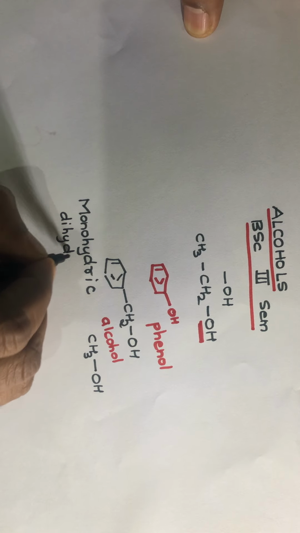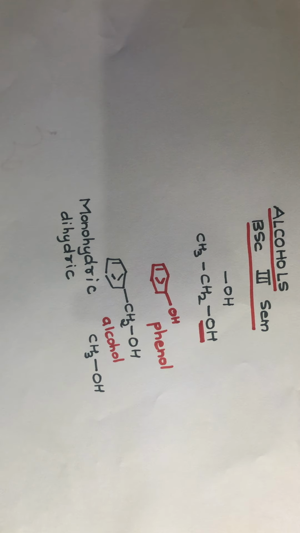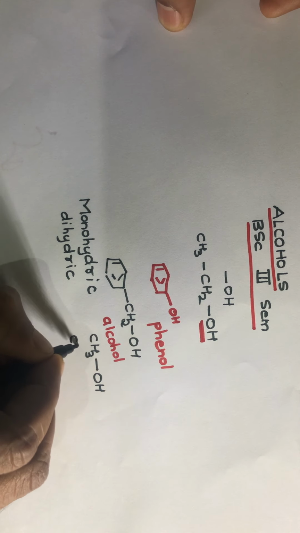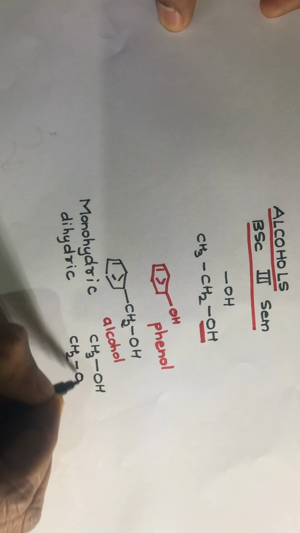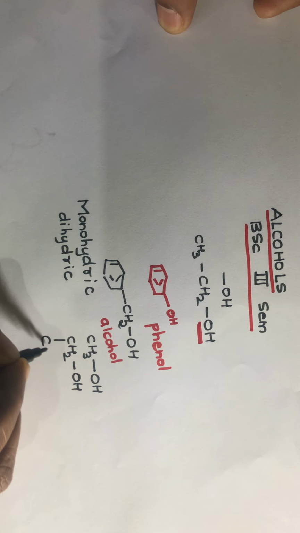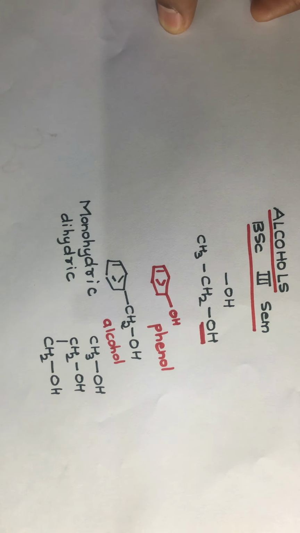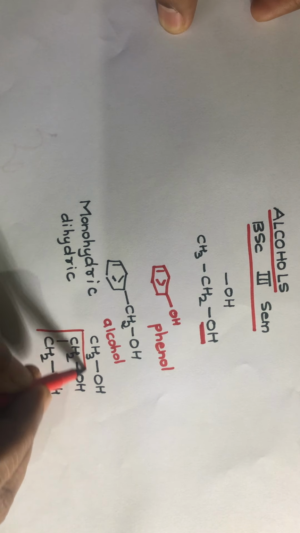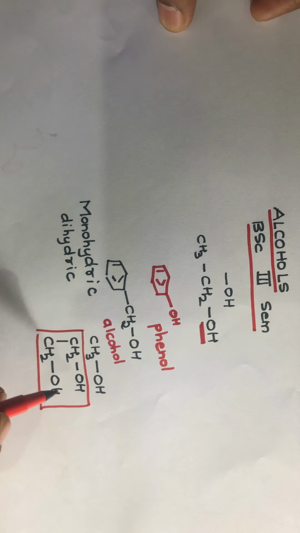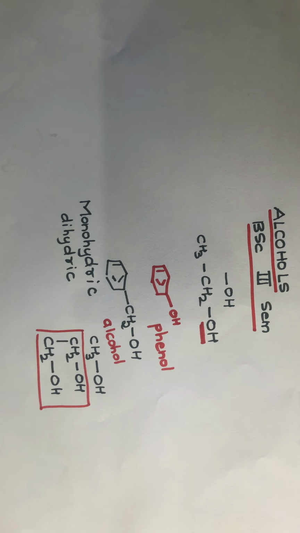If the compound contains two OH groups, then such compounds are called dihydric alcohols. For example, this molecule, CH2OH, CH2OH. Look at this molecule. This molecule contains two OH groups. If the molecule contains two OH groups, then it is called a dihydric alcohol.